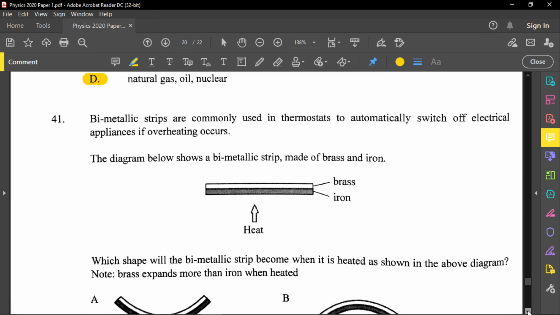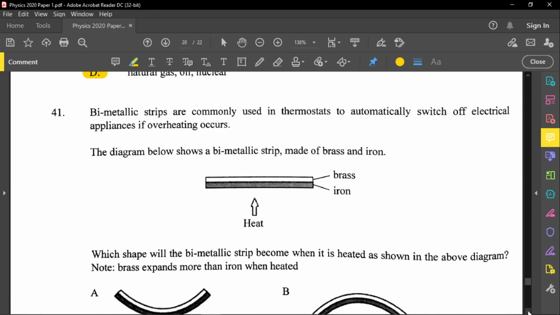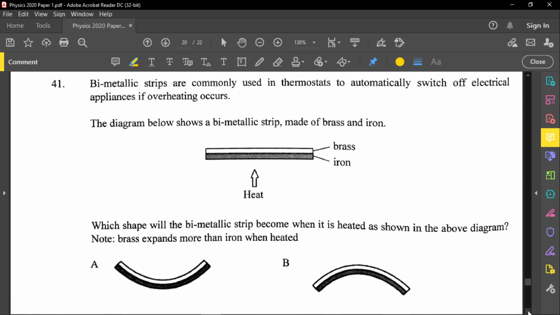Now, question number 41, and we're almost there. It says bimetallic strips are commonly used in thermostats to automatically switch off electric appliances if overheating occurs. It says the diagram below shows a bimetallic strip made of brass and iron. What you need to know is the property of brass and iron to know exactly what is going to happen.